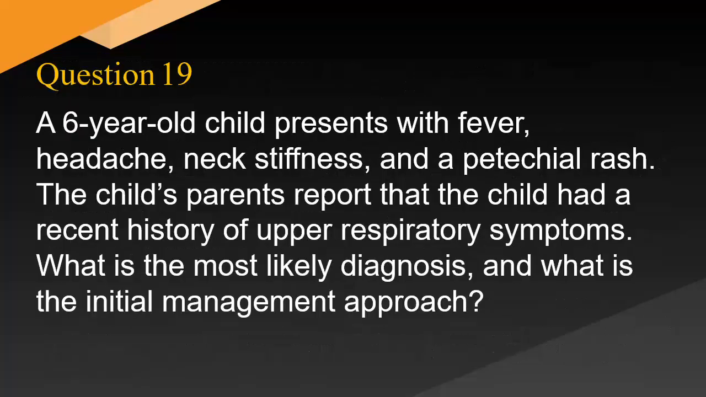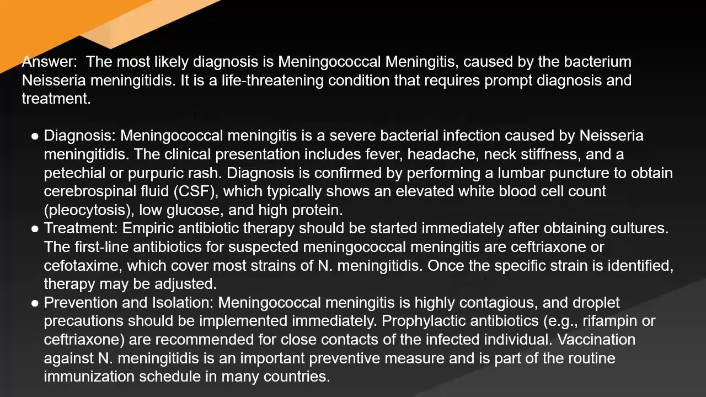A 6-year-old child presents with fever, headache, neck stiffness, and a petechial rash. The child's parents report that the child had a recent history of upper respiratory symptoms. What is the most likely diagnosis, and what is the initial management approach? Answer: the most likely diagnosis is meningococcal meningitis caused by the bacterium Neisseria meningitidis. It is a life-threatening condition that requires prompt diagnosis and treatment.